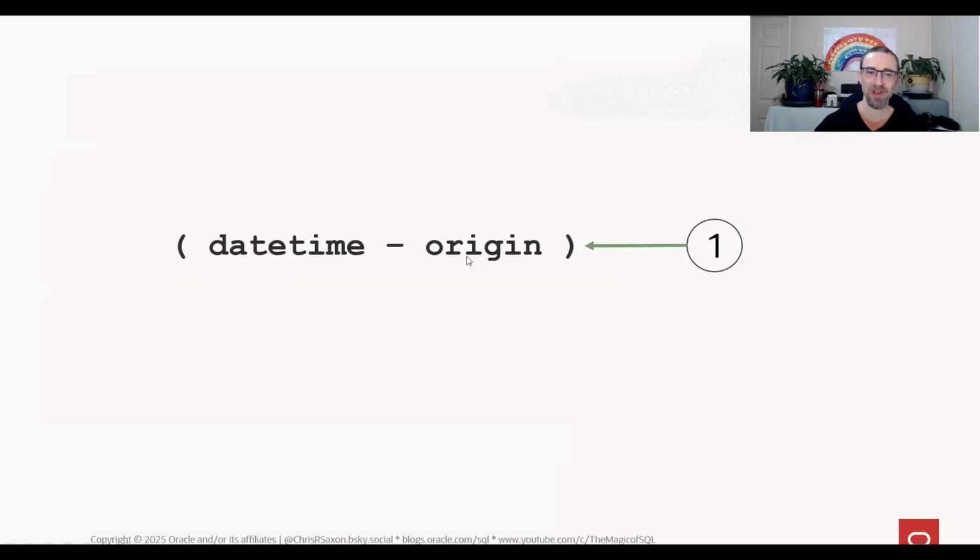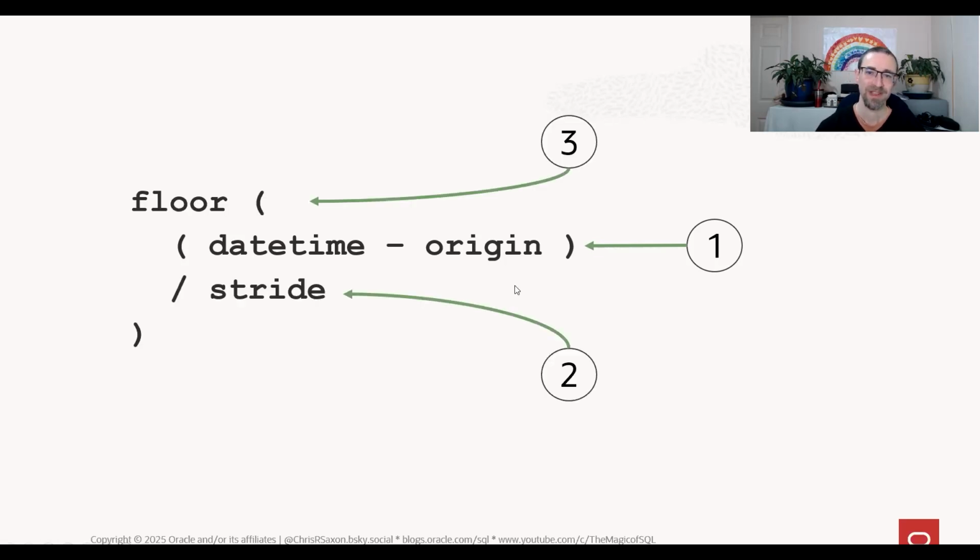First step, we've got our date time. So this is probably a column in the table, and our origin date value. Subtract one from the other. Then we'll divide it through by the stride. Take the floor of that to round it down. So this gives us the bucket number.